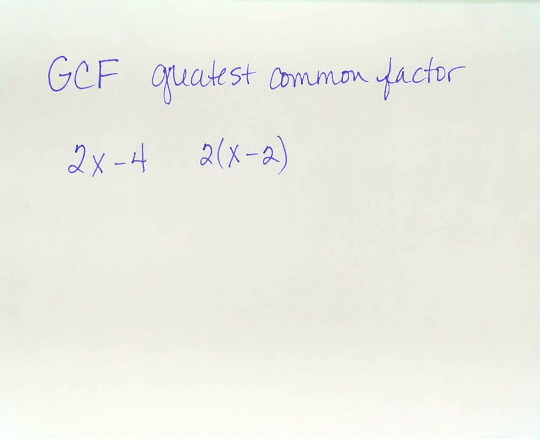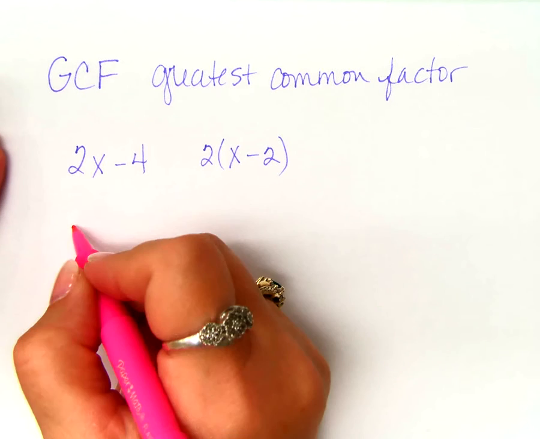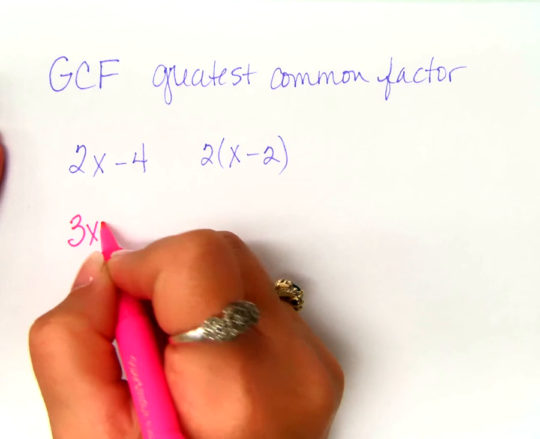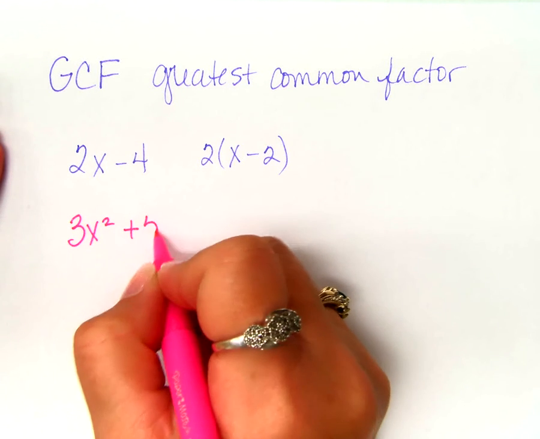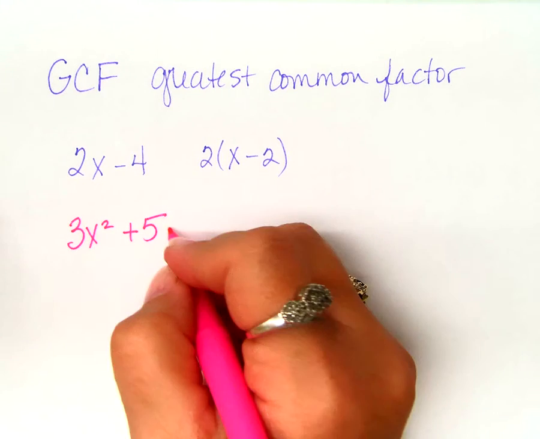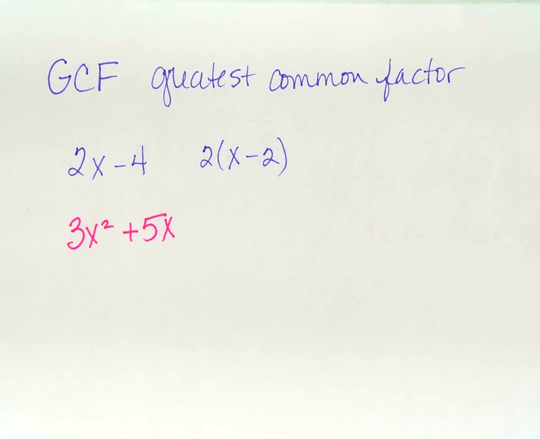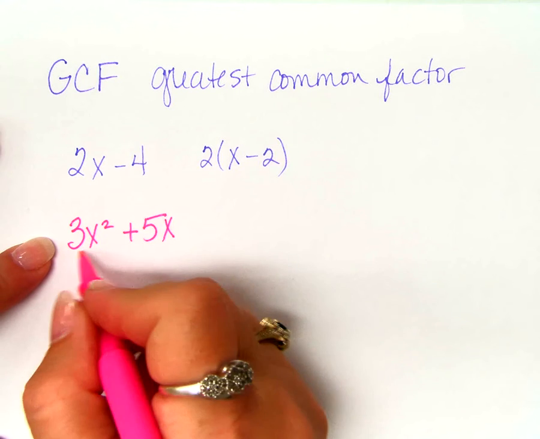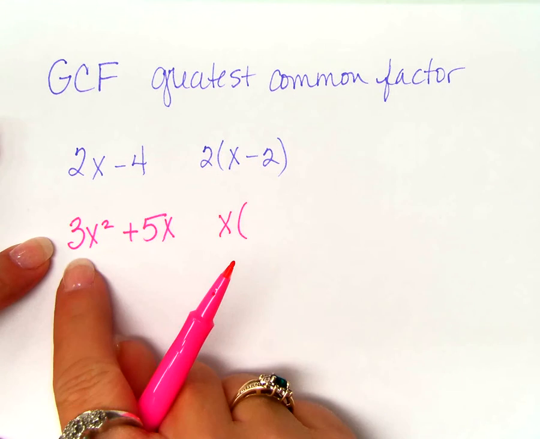What happens if you have something like this? I'll give you a harder one. 3x squared plus 5x. Does that have a greatest common factor? Is there something that each term is divisible by? Not a number, but a variable. Don't they both have an x? What happens if I divide an x out of this term? What's left?